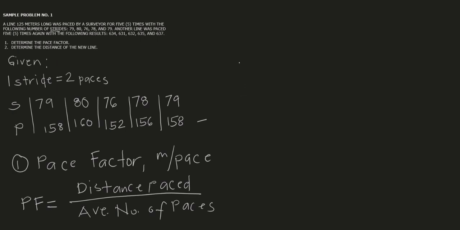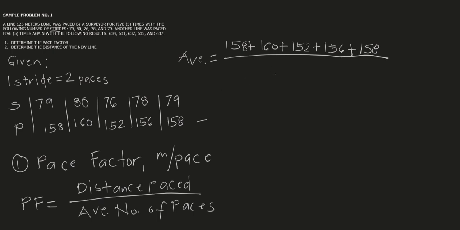Ayan. So, dito, kunin muna natin tong average number of phases natin. So, ano natin? 156, 158, let's say. Kunin muna natin yung average ng mga phases. Ayan. So, plus 160 plus 152 plus 156 plus 158. And then, i-divide natin kung ilang number, yung number of phases, kung ilang beses na naglakad. So, 5 beses.